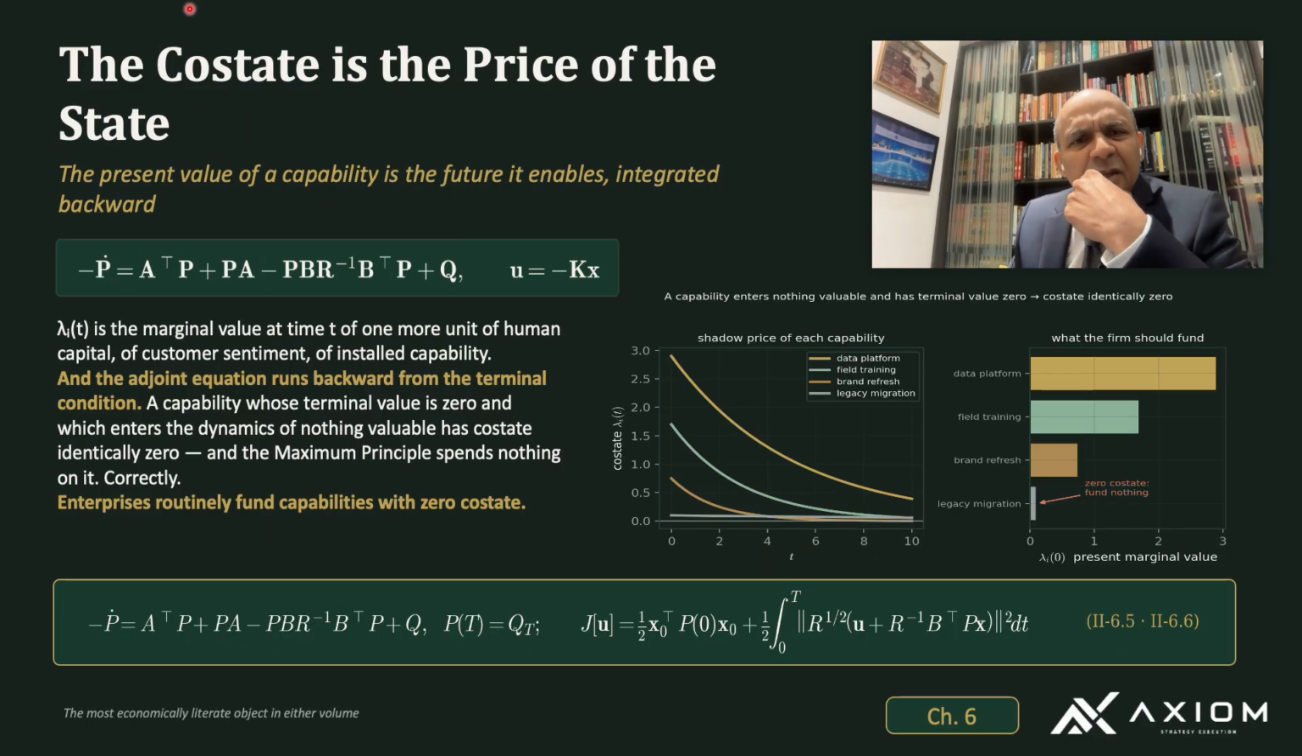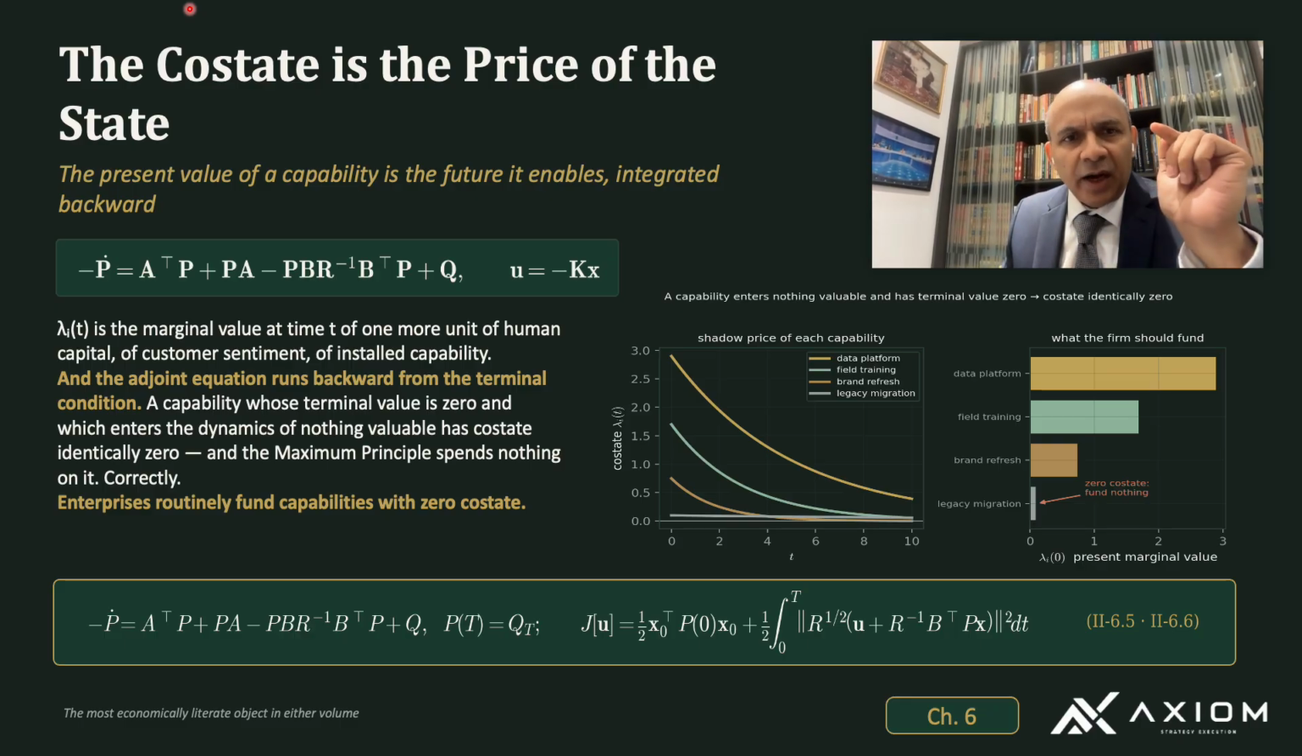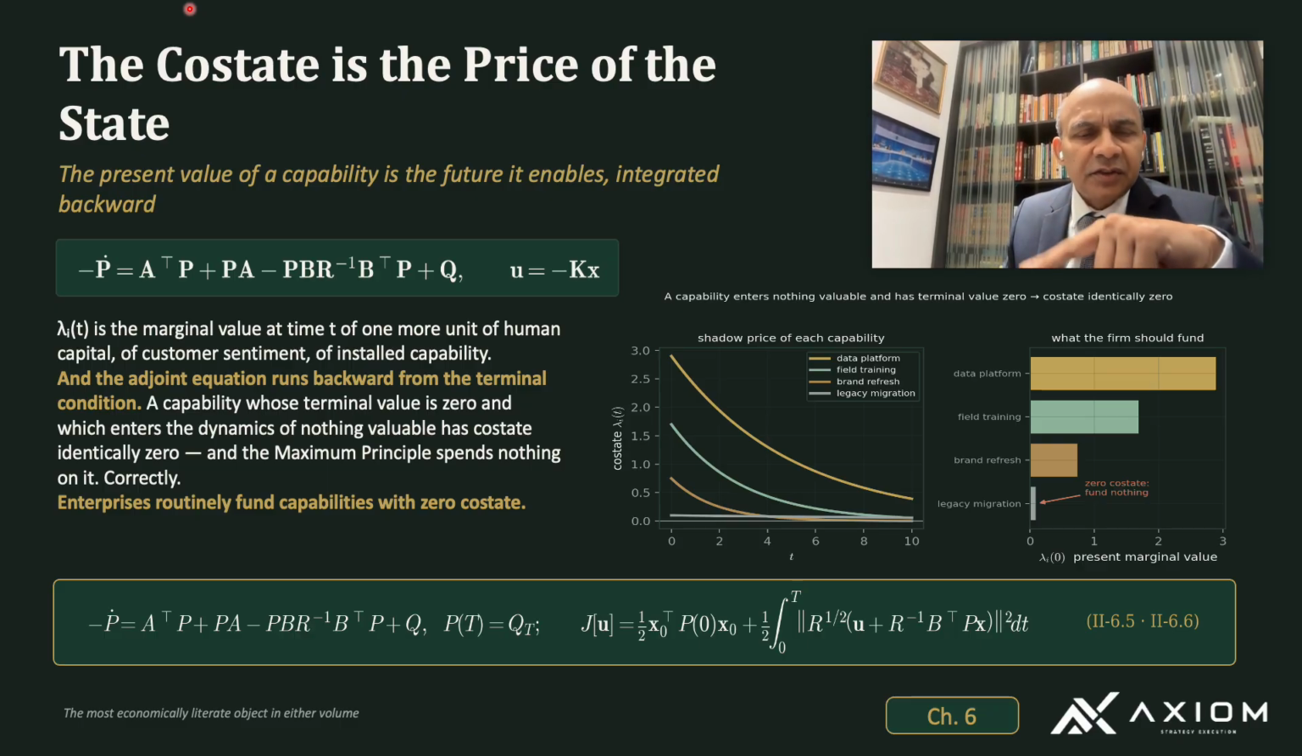Here is the interpretive point I want to leave you with, and it is the reason PMP belongs in an enterprise theory at all. The costate lambda of t is the shadow price of the enterprise state. Lambda i is the marginal value at time t of an extra unit of state variable i, an extra unit of human capital, an extra point of customer sentiment, an extra unit of installed capability.